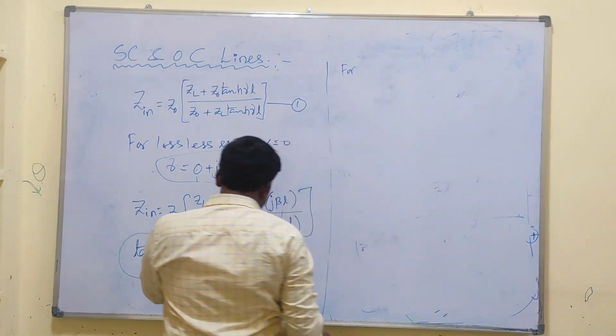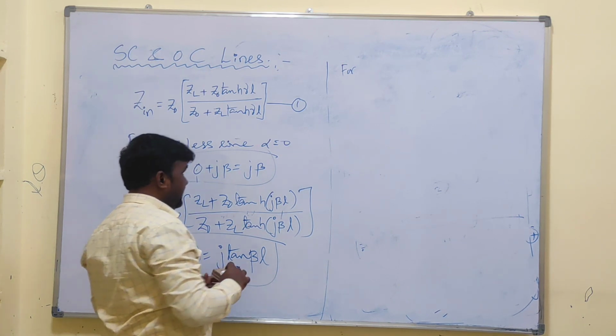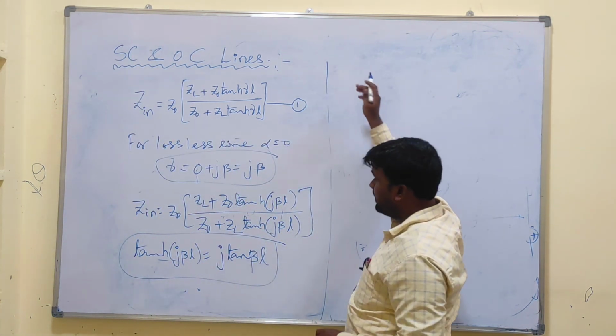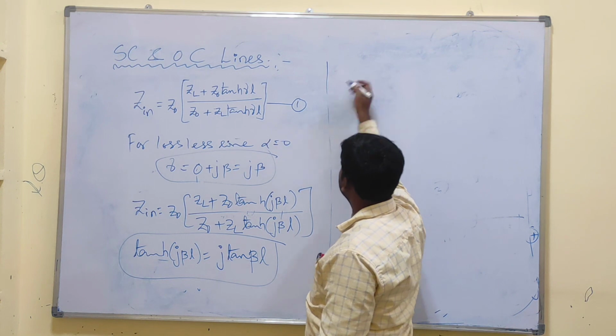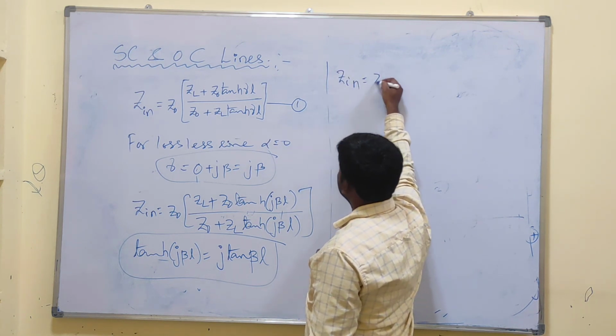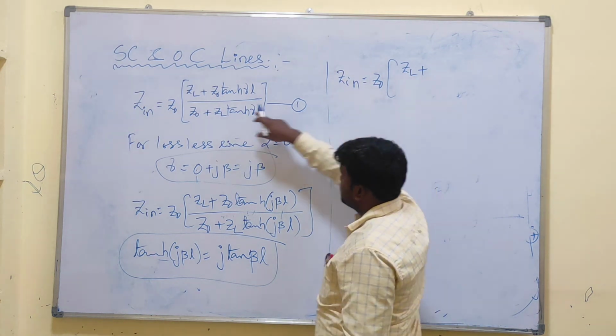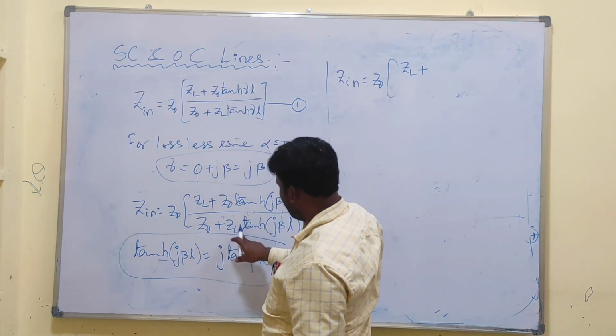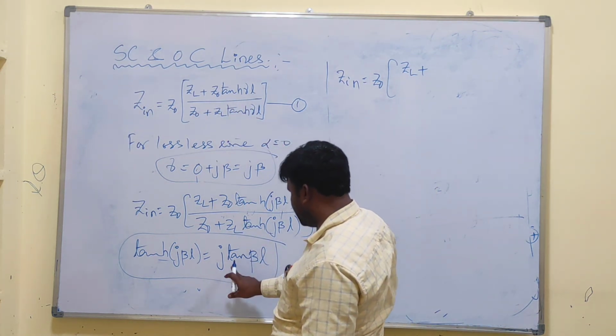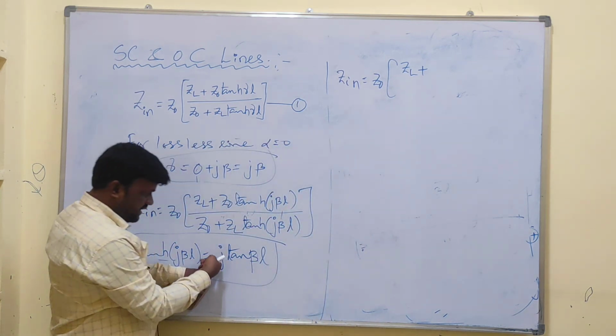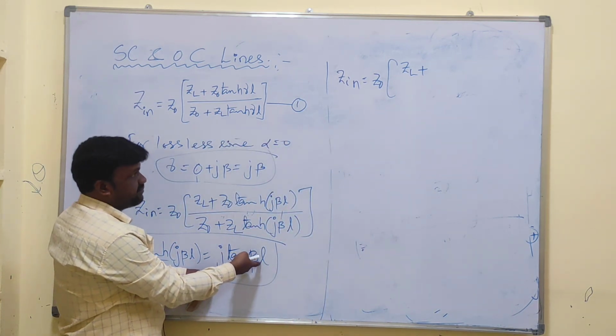Equivalent to what? j into tan beta L. In this case, we got Zin as Z0 (ZL + Z0 tanh gamma L). Now Z0 tanh gamma L becomes what? tanh j beta L. The tanh j beta L can be replaced with j into tan beta L.